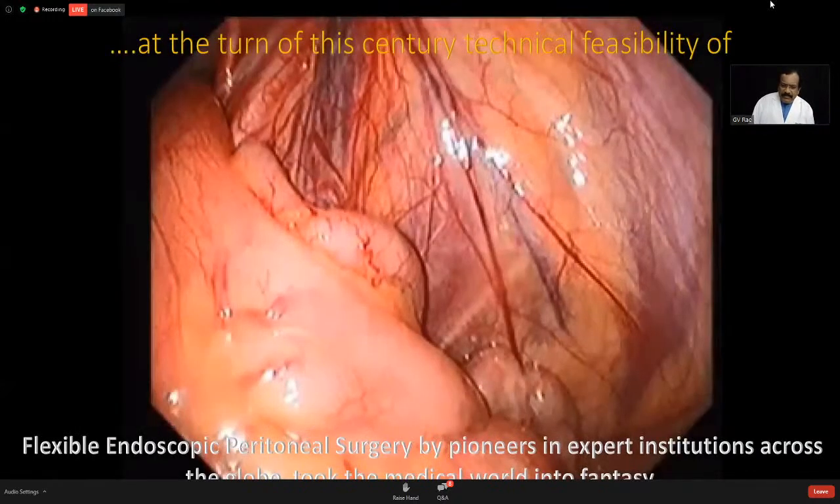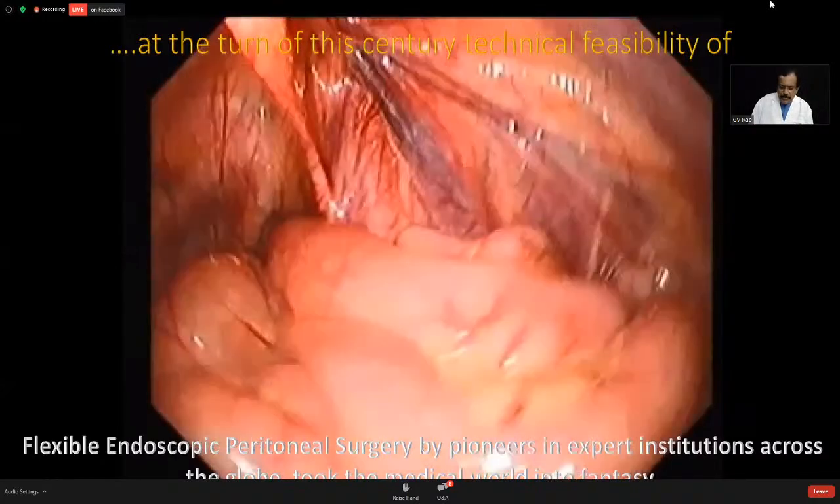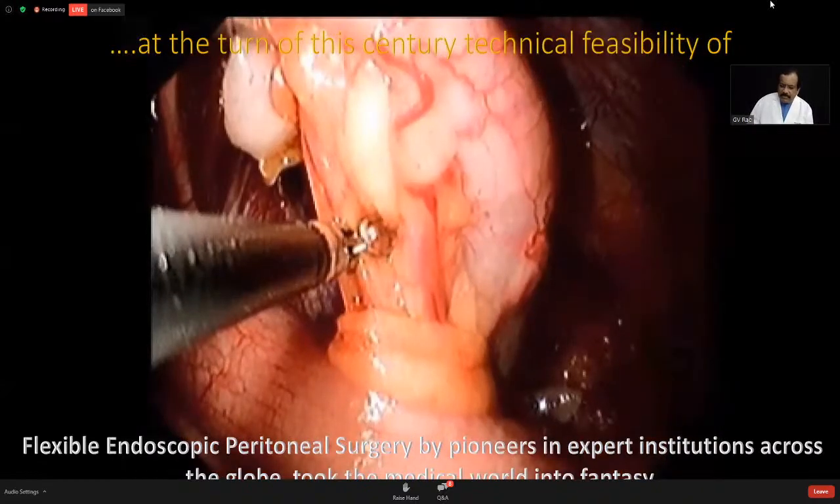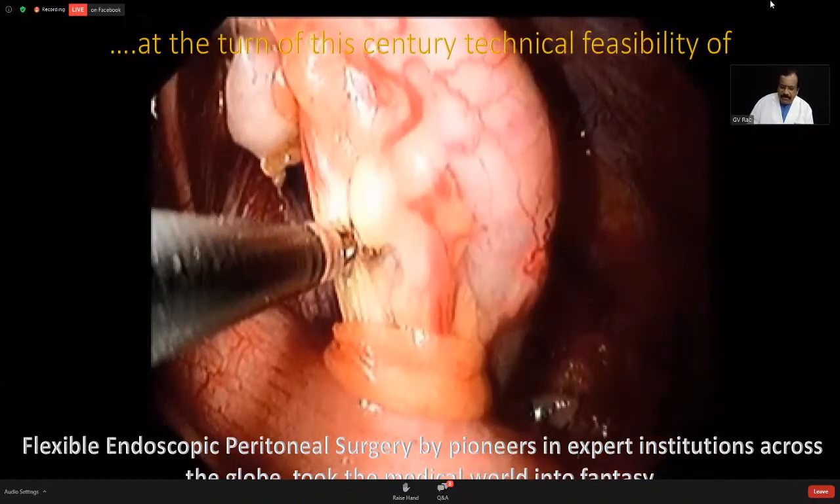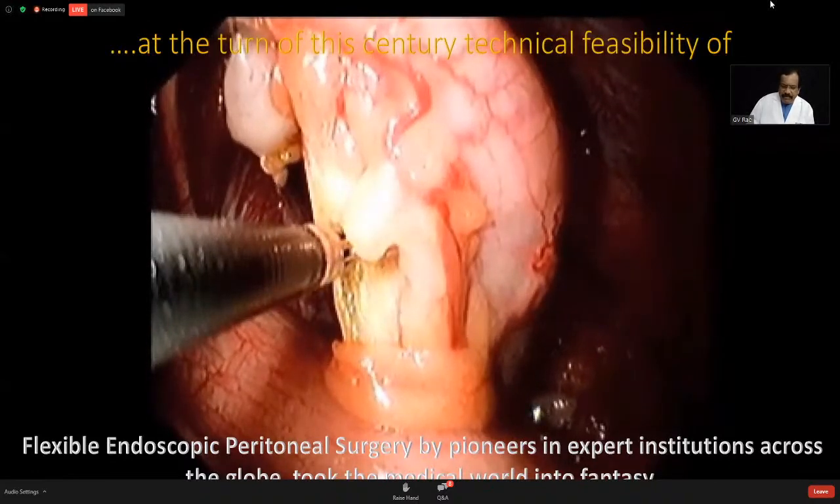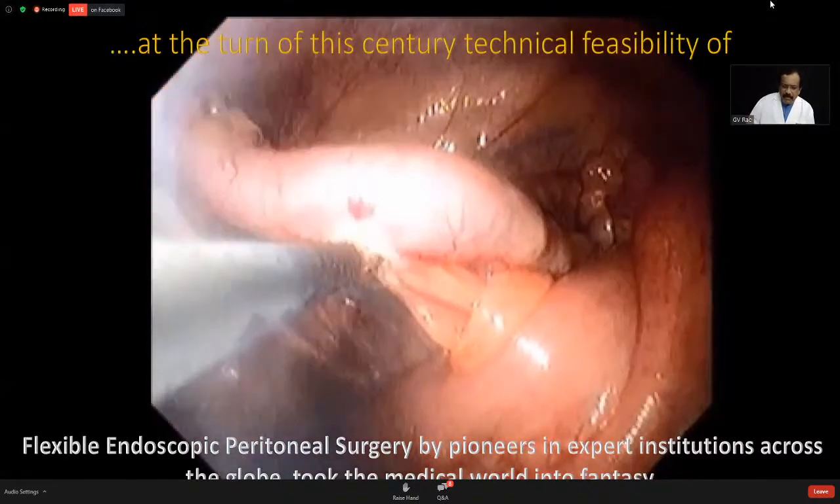If you see, at the turn of this century, the technical feasibility of an endoscopic appendectomy was shown from our department. Now, this flexible endoscopic peritoneal surgery by pioneers and experts in institutions across the globe took the medical world into a world of fantasy. Everybody saw this and they dreamt of doing these procedures of an endoscopic appendectomy.